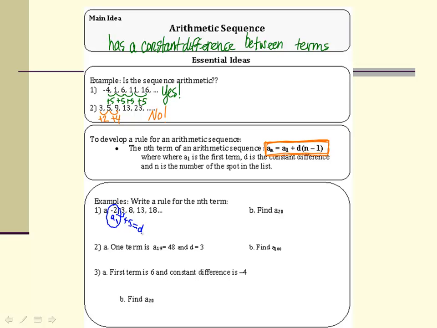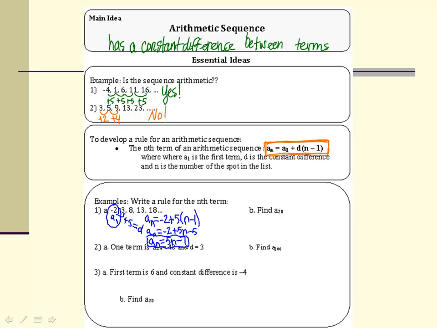Let's plug a sub 1 and our difference into our formula and simplify. So a sub n equals a sub 1, which is -2, plus my difference, 5, times the quantity n minus 1. We're going to distribute to get rid of those parentheses and do a little simplifying. A sub n equals -2 plus 5 times n, which is 5n. 5 times -1 is -5. Simplify a little more. So a sub n equals 5n minus 7. This right here is my formula.